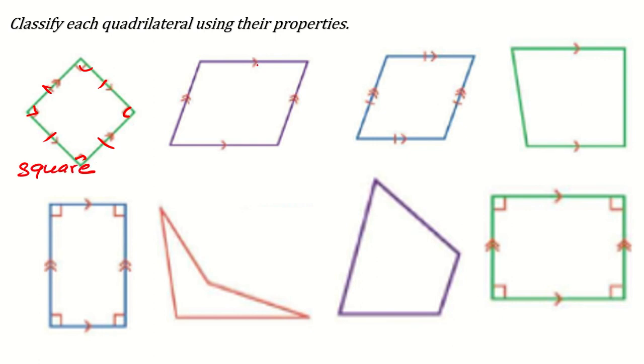Now here what you can see, these two sides are parallel to each other and these two sides are parallel to each other, but it is nowhere given that they are equal. So what we will take it as?